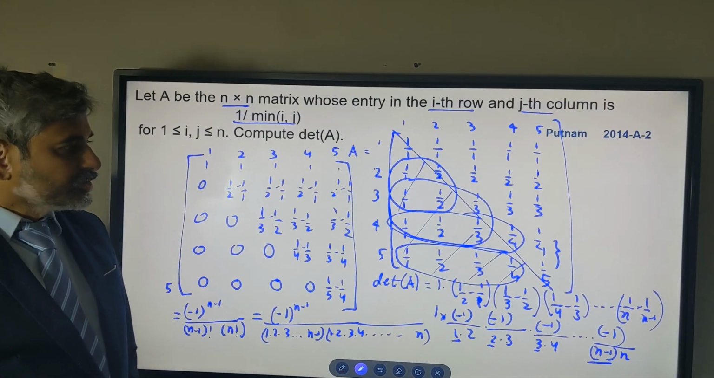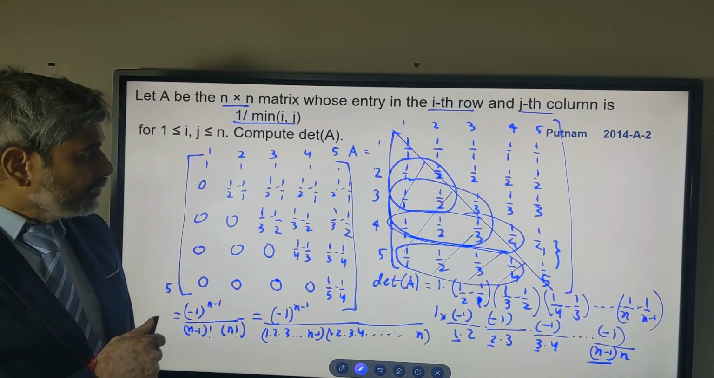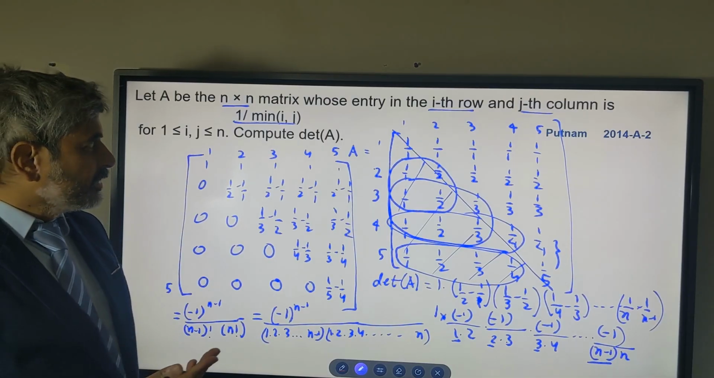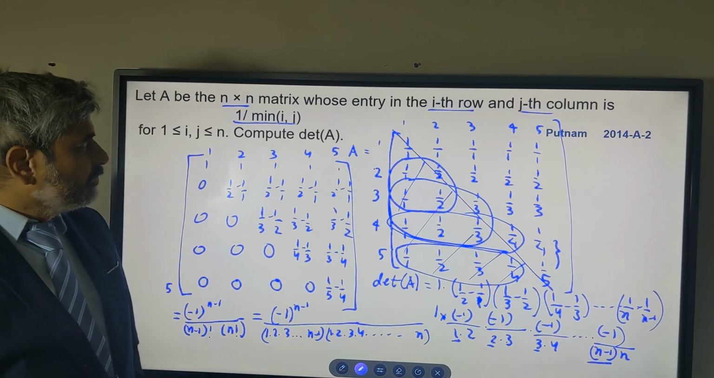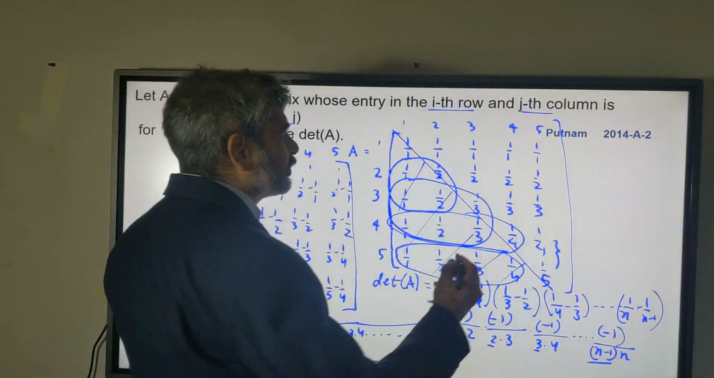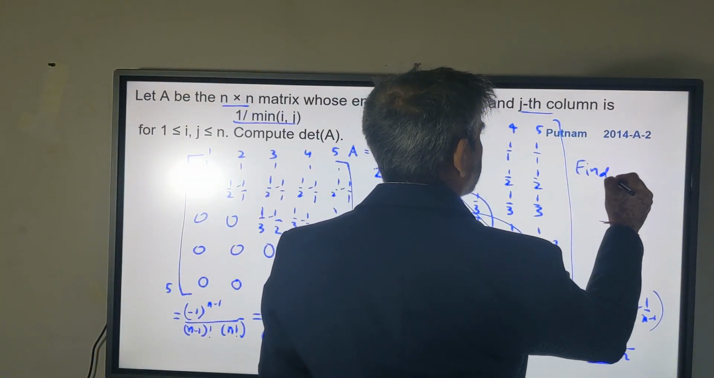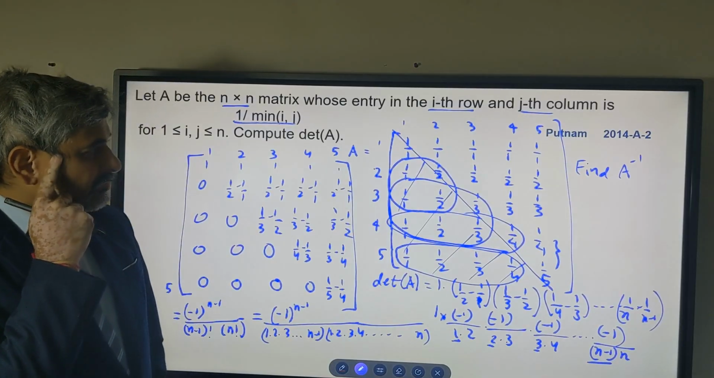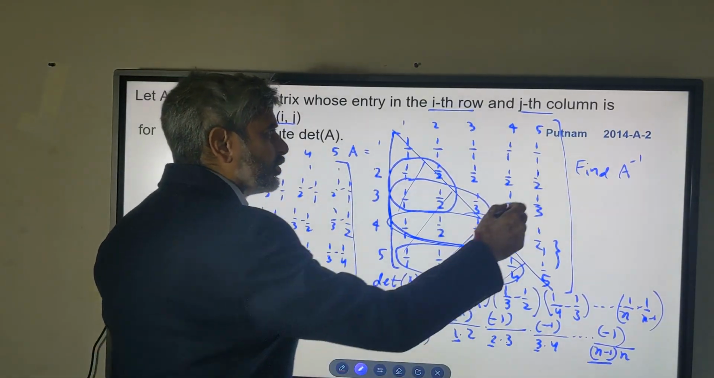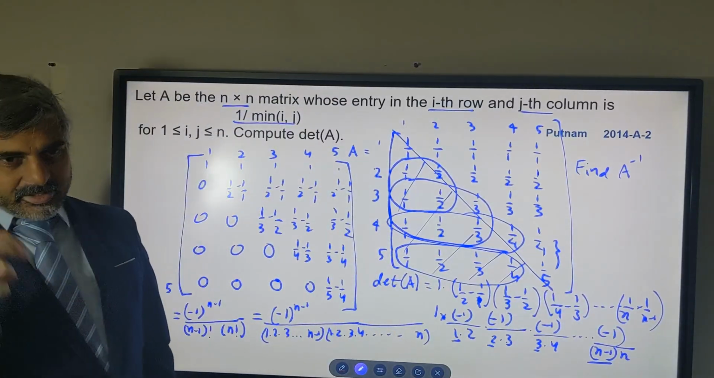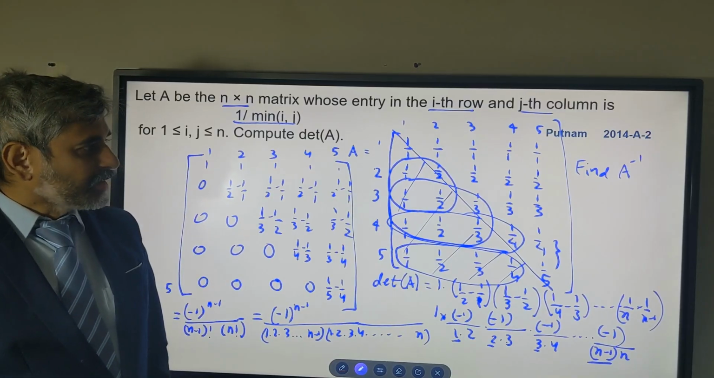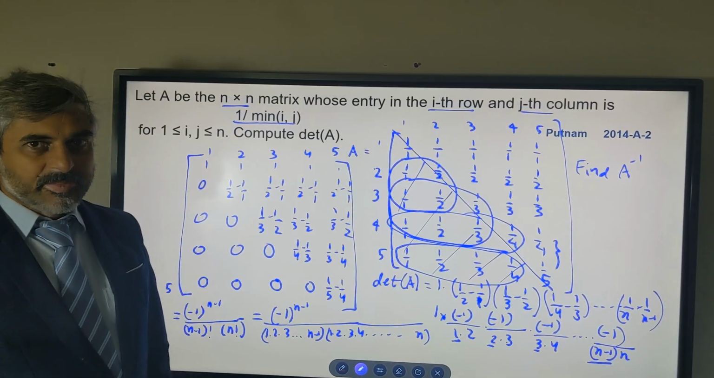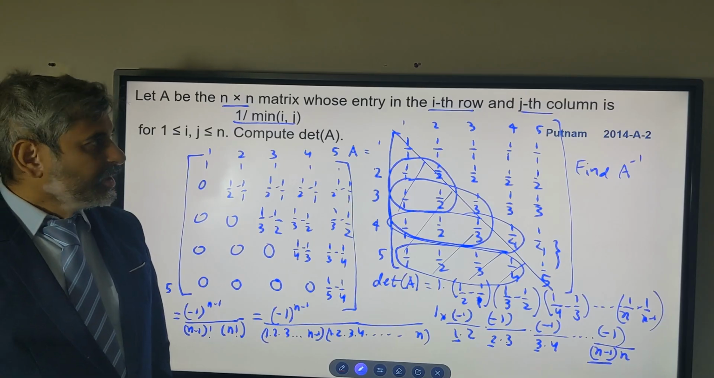So keep looking for more such problems. This problem could be made more complicated. For example, how do you find the inverse of A? And one thing that comes to my mind is, if there is a matrix and you add one row and one column, how to incrementally find the determinant of that matrix in an efficient way. So try finding the inverse of this matrix. That could be an interesting problem.